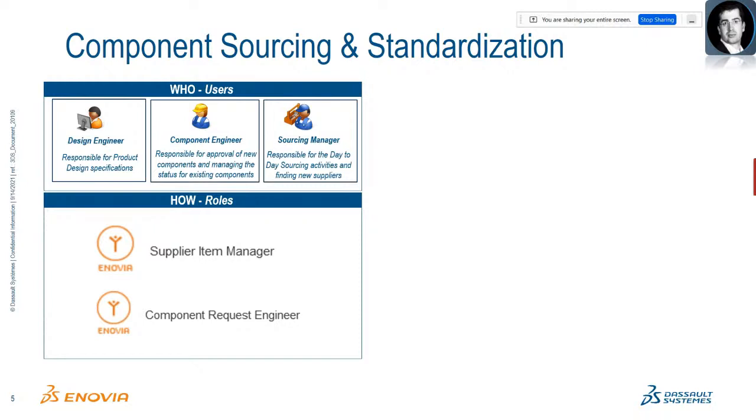To serve these three personas, we have two roles: supplier item manager and component request engineer. The first one is mainly focused on the management of the component and the governance of introduction or modification of these components. And the second one is to just enter and participate in this governance.